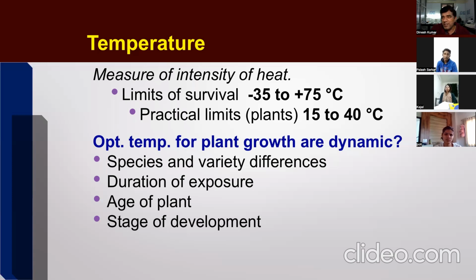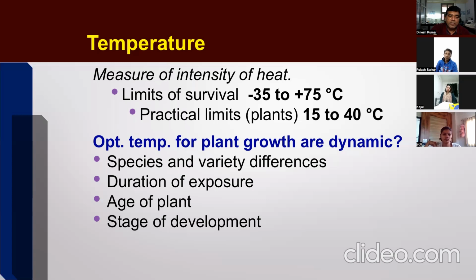Age of the plant. During germination, the temperature requirements are different than at seedling stage, for tillering stage, for vegetative growth, for flowering stage, for grain filling, etc. In books, you will find optimum temperature will vary with the stage of the crop. Normally, during active vegetative stage, the temperature requirements are higher compared to the grain filling stage. So optimum temperature varies with the age of the plant.